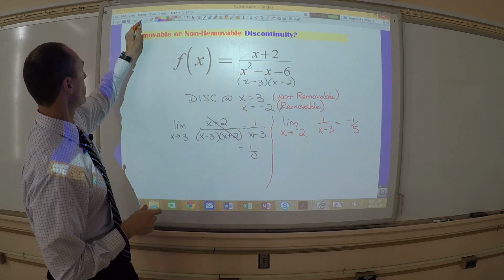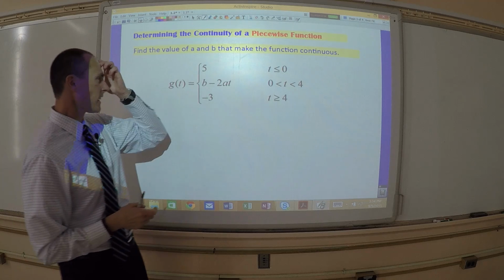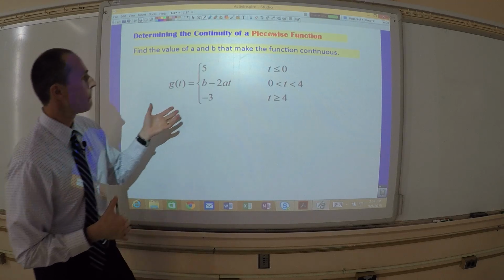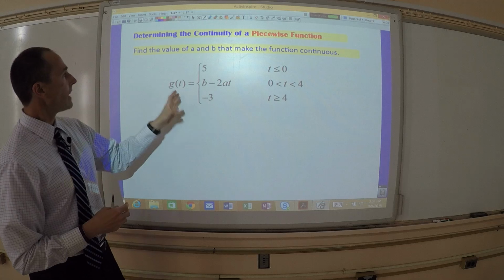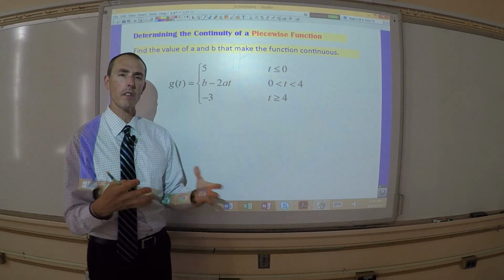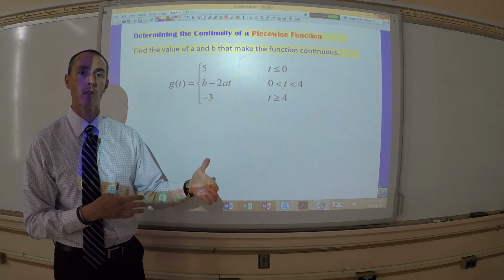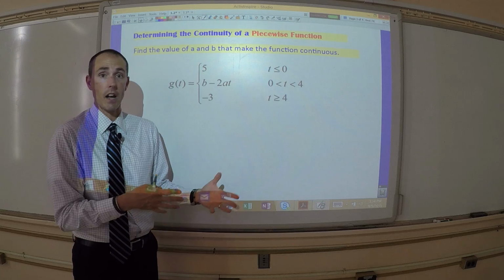Let's look at a different example. What do we do with a piecewise function? Well, a case like this can be a little tricky because we have many pieces, and they're asking us to find the value of a and b that make the function continuous. So this is a little bit more difficult, but it really requires that we understand some of the things we talked about before, the conditions of continuity.